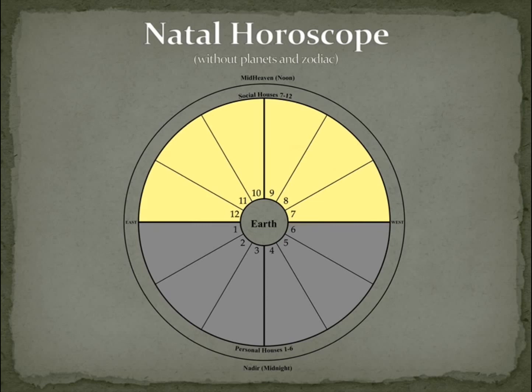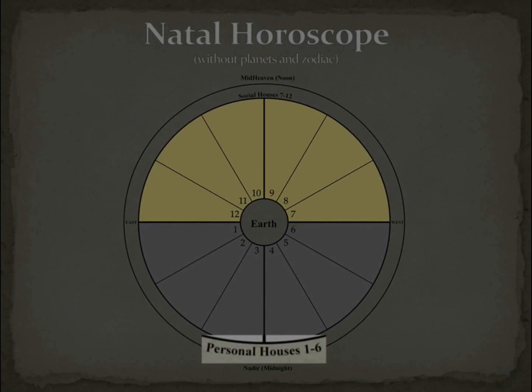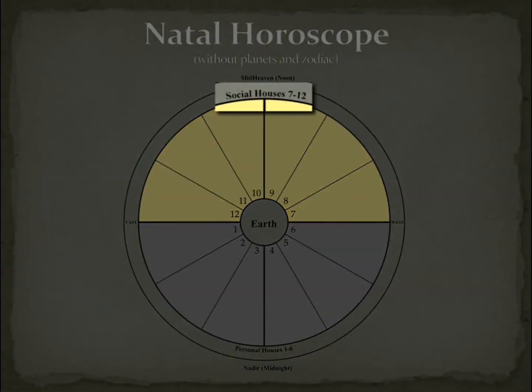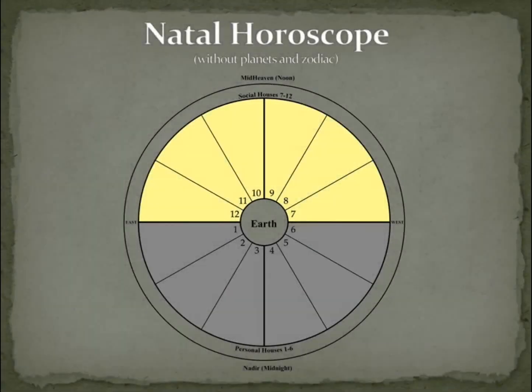These houses represent departments of human life, with houses 1 through 6 called personal houses and 7 through 12 called social houses. I will explain them in more detail later on. The area surrounding the Earth that I've colored to look like daylight and nighttime is where the 10 planets of our solar system are placed. They rise in the east and set in the west, just like you see every day.